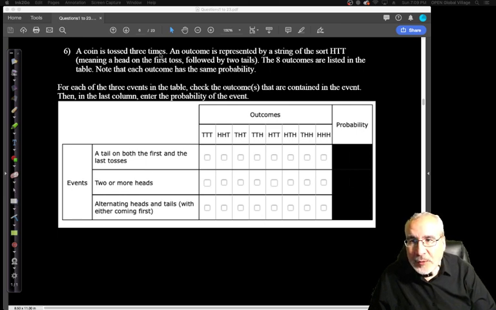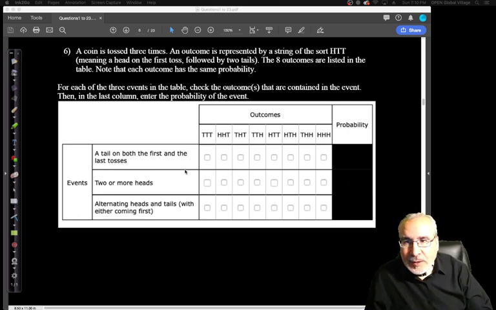The coin is tossed 3 times. An outcome is represented by a string of the sort HHT, meaning a head on the first toss, followed by 2 tails. The 8 outcomes are listed in the table. Note that each outcome has the same probability. So we have 8 different outcomes with an equal likelihood for each outcome. So now for each of the 3 events, check the table and then get the probability.